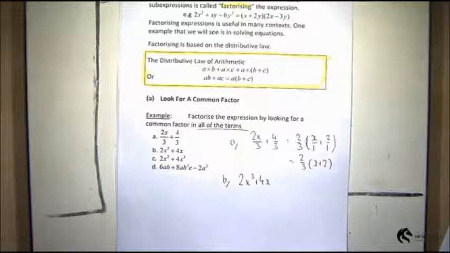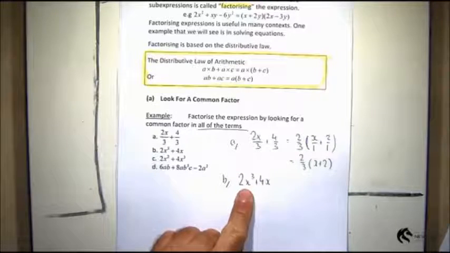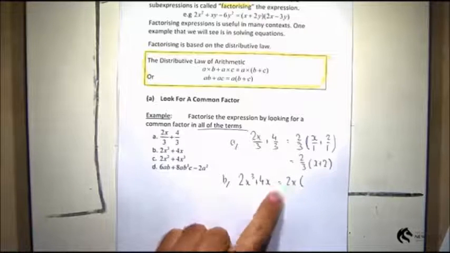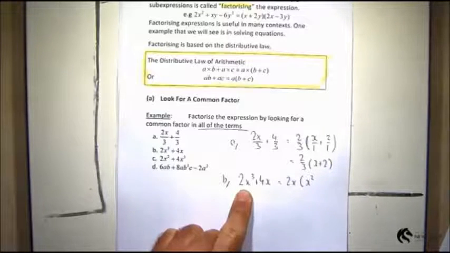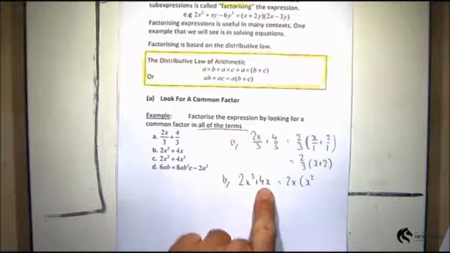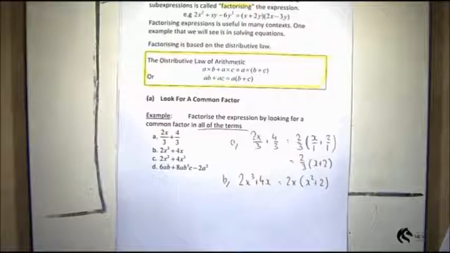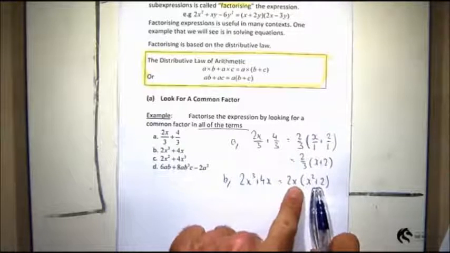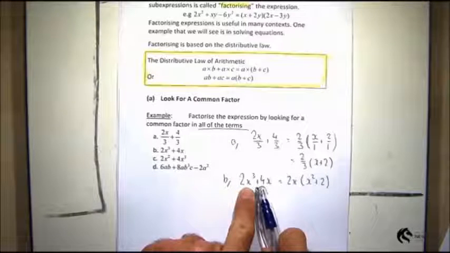This one's a bit simpler. What can I see that is common to every term? I can see a 2 and I can see an x. So sitting here I have 2x. Then I think to myself, what have I got to multiply 2x by to get 2x cubed? And I see x squared, using my laws of indices. And what have I got to multiply 2x by to get 4x? 2. As you can see, I've written this as the product of two sub-expressions. So that is a factorisation of the left-hand side.